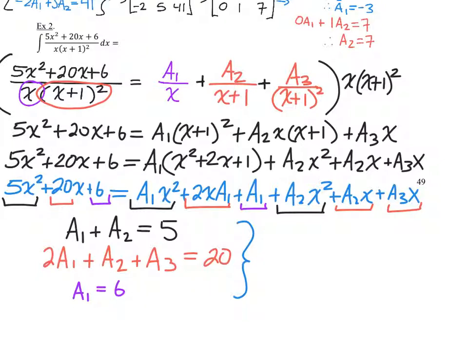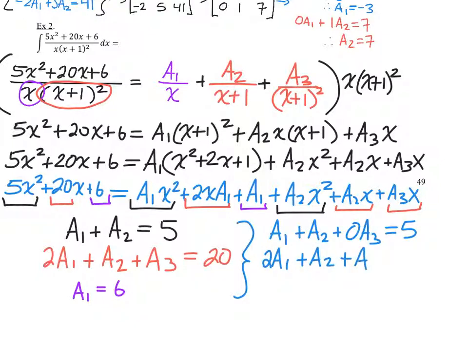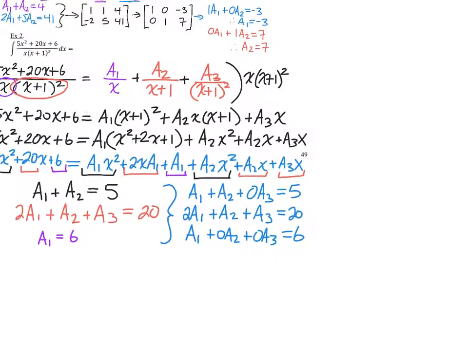We have to take note of the different variables we have here. One little twist that may be a little weird is that we have a sub 1, 2, and 3, so every equation would need to be written in that form. So a sub 1 plus a sub 2 plus 0 a sub 3 is equal to 5. It's kind of like synthetic division, where when you were missing a term, you had to put a 0 coefficient in there. It's the same idea. So 2a sub 1 plus a sub 2 plus a sub 3 is 20. And then a sub 1 plus 0 a sub 2 plus 0 a sub 3 is going to be equal to 6.